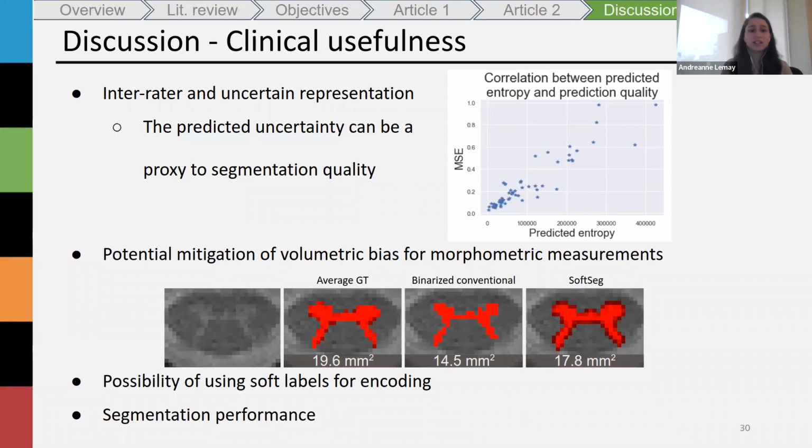A second advantage is the potential mitigation of the volumetric bias when we do volumetric measurements, because soft prediction can take into account the partial volume effect, whereas a binary output does not do that. Then we have the possibility of encoding soft labels. For example, a rater that is uncertain about an MS lesion segmentation, instead of having to make a decision between 0 and 1, could annotate it with a 0.5, and we could use that in the SoftSeg training framework. And finally, as I have presented in the 2 other articles, there is also a potential to increase the segmentation performance depending on what task we're looking at.